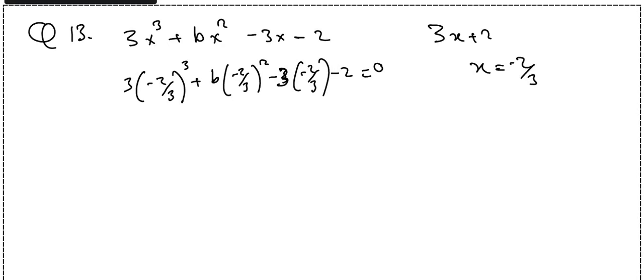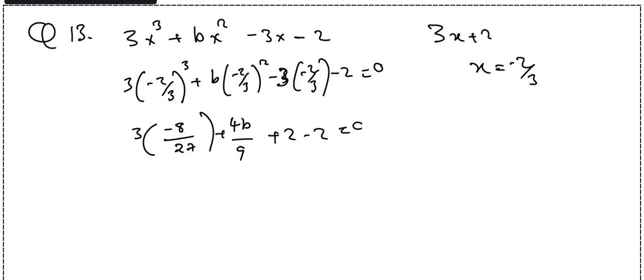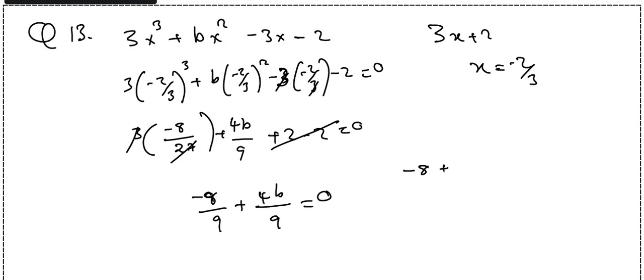is equal to 0. This is going to give us 3 times negative 8 over 27. This is b, that's going to be 4 over 9. This is going to be plus 2 minus 2. Because 3 and 3 cancel, they'll give us negative 1, negative 2, that's positive. Then 2 minus 2 is 0. Here, 3 times 9 there is 27, so you have negative 8 over 9, then plus 4b over 9 is equal to 0. We can multiply throughout by 9. This is going to be negative 8 plus 4b equals 0, meaning 4b is equal to 8, meaning b is equal to 2.